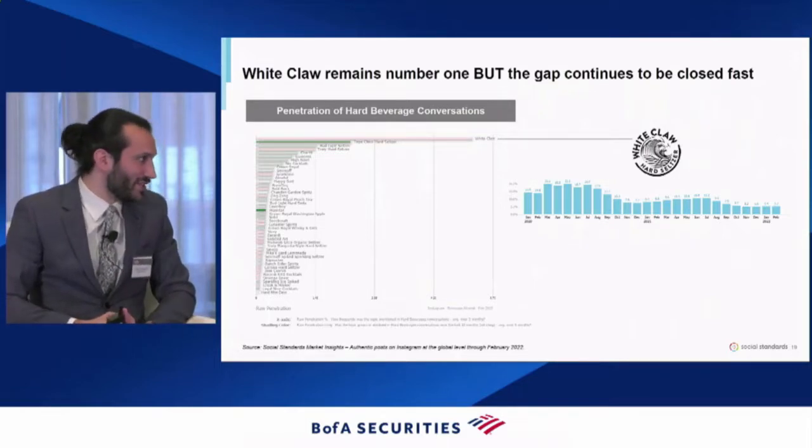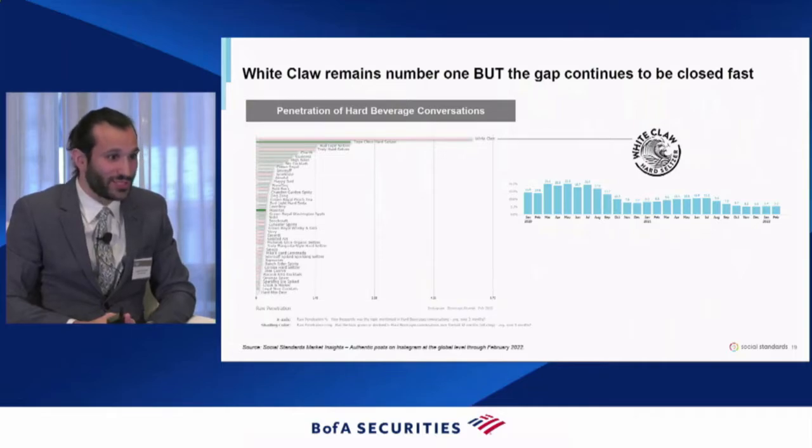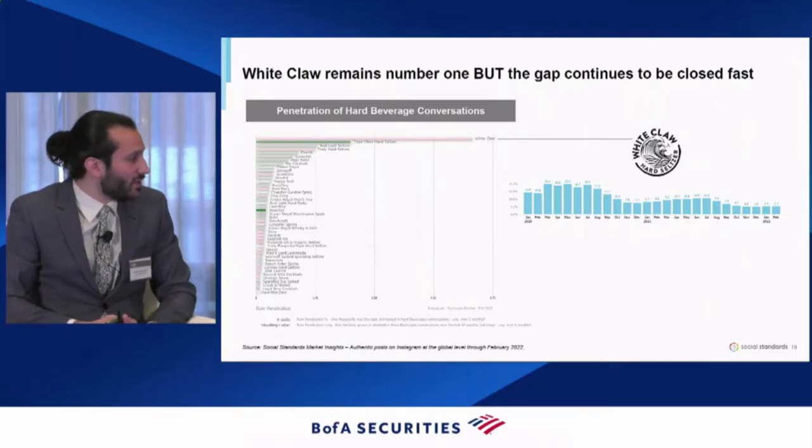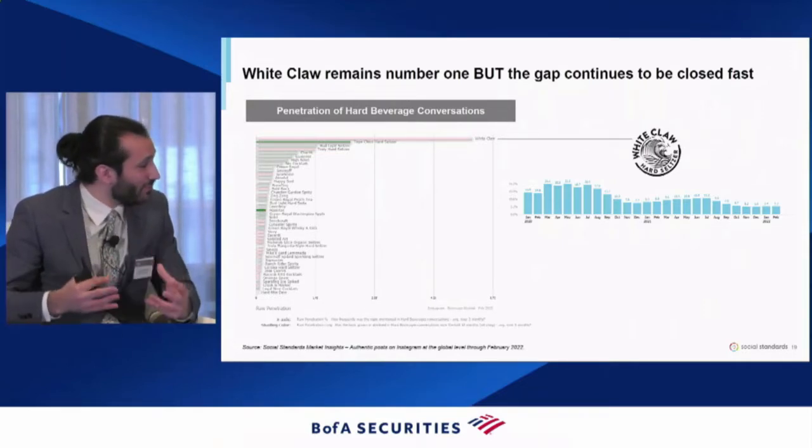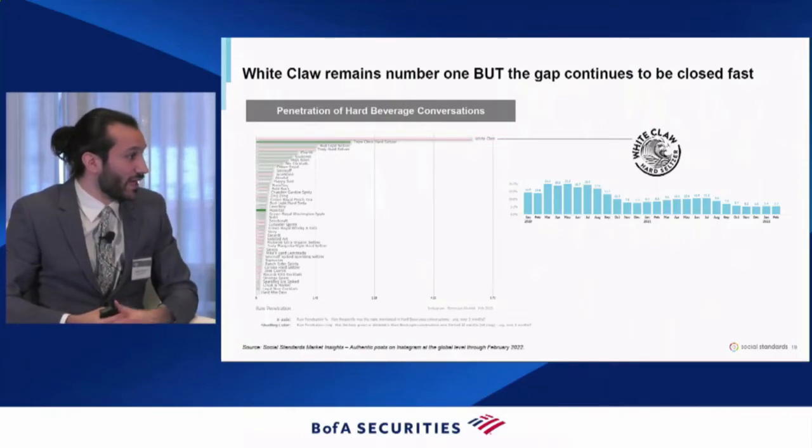Notable there, though, you see number 2 is Topo Chico Hard Seltzer. I mean, that is super impressive when you consider what that Coca-Cola partnership and Molson Coors partnership has done, and their ability to become the number 2 brand overall in not only hard seltzer conversation, but in hard beverage conversation.